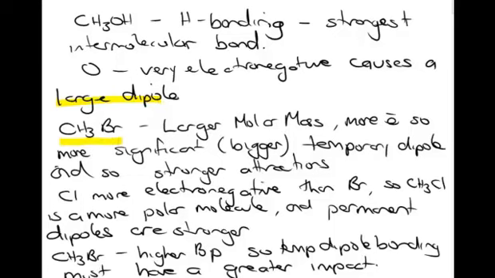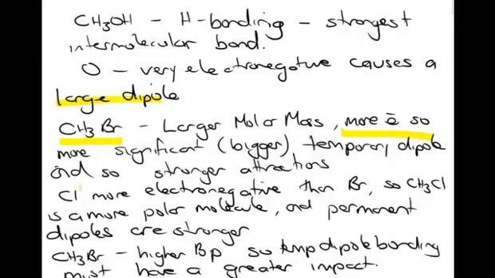When we look at bromine, first of all it's got a larger molar mass, so there's going to be more electrons, so it's going to have a larger temporary dipole, and so stronger attractions to other bromomethane molecules. And then we look at CH3Br, and it's got a larger molar mass. There's more electrons, so there's going to be stronger temporary dipoles and stronger attractions to other molecules.